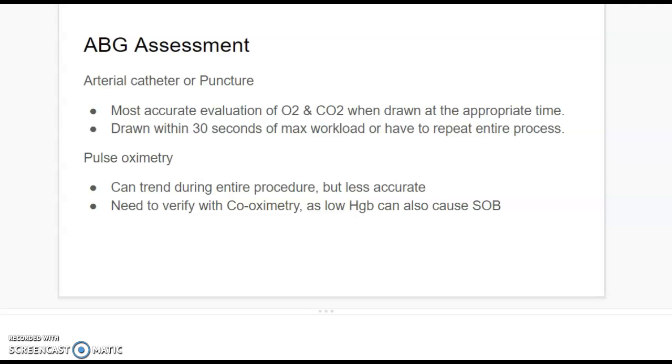It needs to be drawn within 30 seconds of observation of maximum workload. If you do not draw it soon enough, then you have to repeat the entire process. Pulse oximetry can be used, and this is nice, so you can trend oxygen saturations throughout the entire procedure. Obviously, it's less accurate, and you would need to verify with co-oximetry, because if the person has low hemoglobin, that can contribute to shortness of breath.